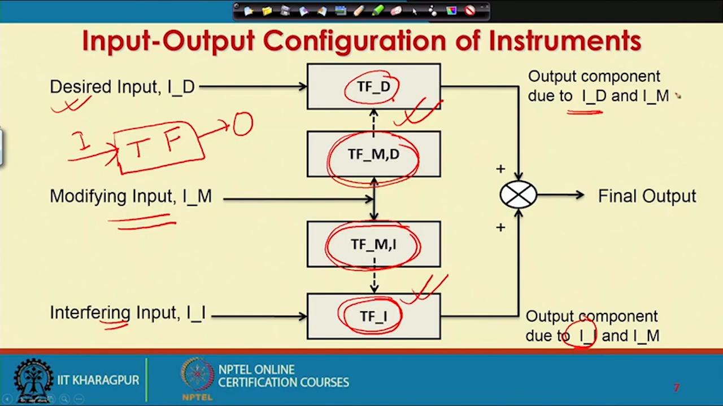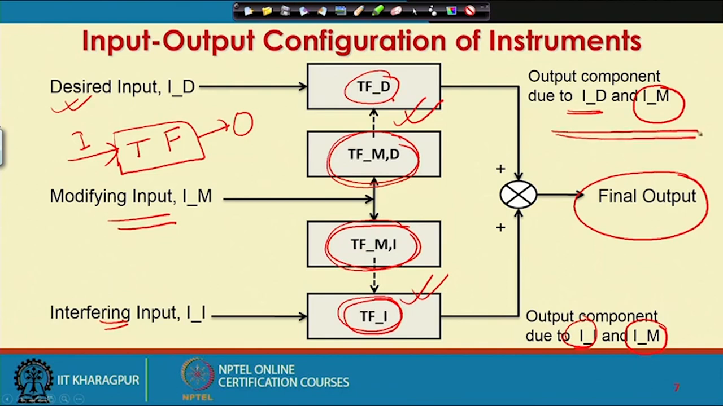So, there is an output component along with desired input coming from modifying input, and also there is an output component along with interfering input coming from modifying input. So, the final output is a combination of these two as well as these two. In other words, the final output from an instrument is a result of desired input, modifying input as well as interfering input.